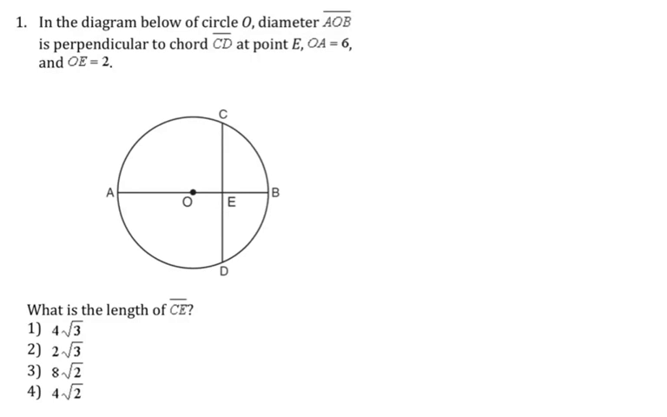Hello, let us look at the review questions for exam 41. Here, the first one is this. In the diagram below, circle O, you can see that here, diameter OAB. Now, having diameter AOB is actually quite important because it cuts the circle in halves. Now, it's perpendicular to chord CD.